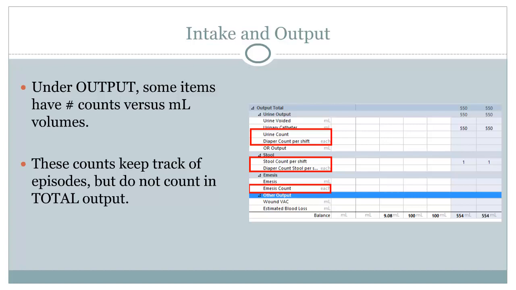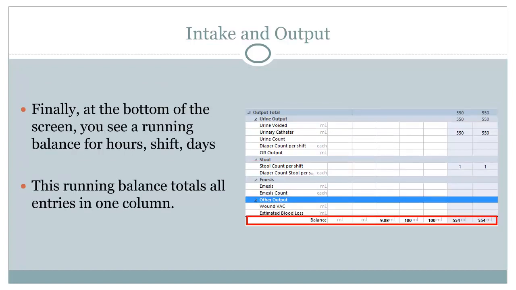Under output, some items have number counts versus milliliter volumes. These counts keep track of episodes but do not count in the total output. Finally, at the bottom of the screen, you will see a running balance for hours, shifts, and days. This running balance totals all of the entries in one column.